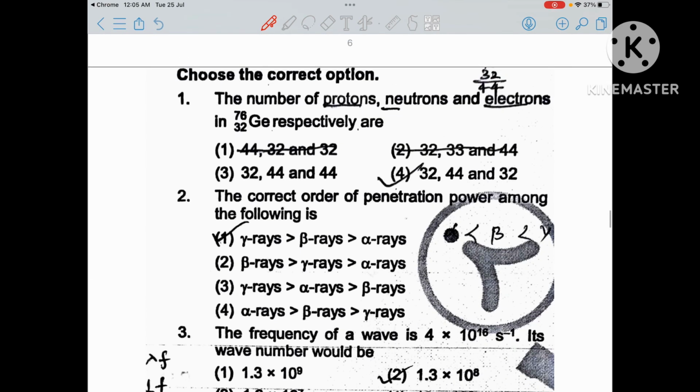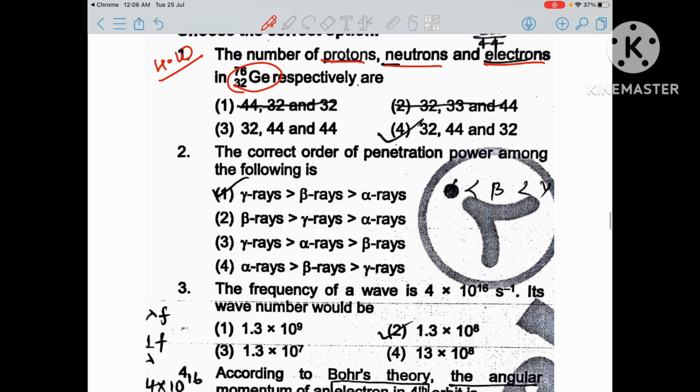Moving on. Again see, number of protons, neutrons and electrons in this. This is again your homework question. Please comment the answer below. The answer is given, but yes, it's very easy. This is an NCERT page number 34 blue box question. So the correct order of penetration power, the order is given there: gamma, beta and alpha. You have to learn this.